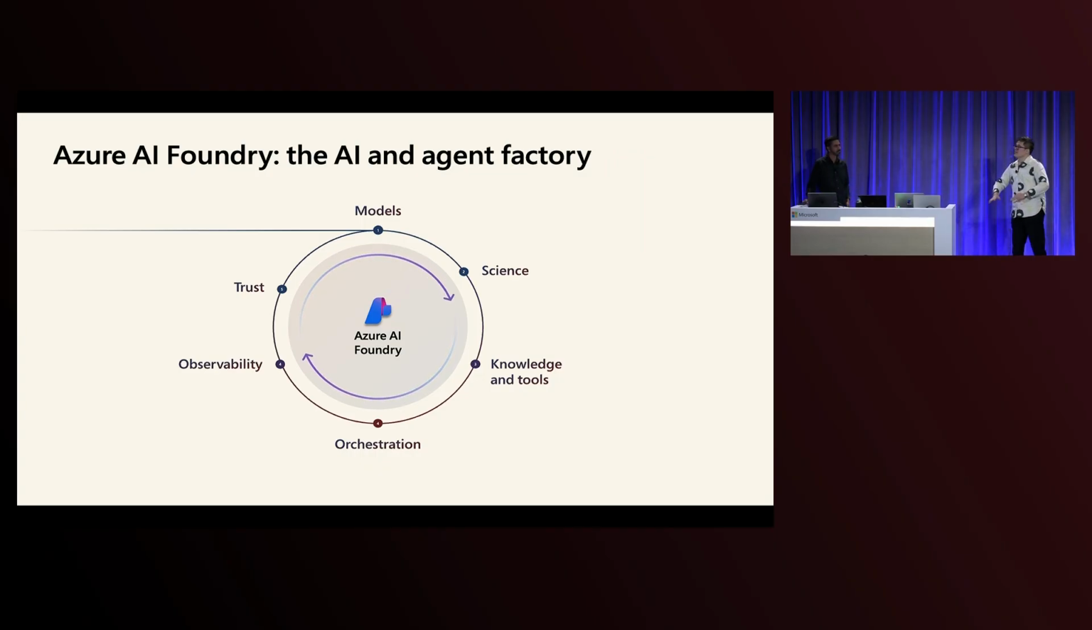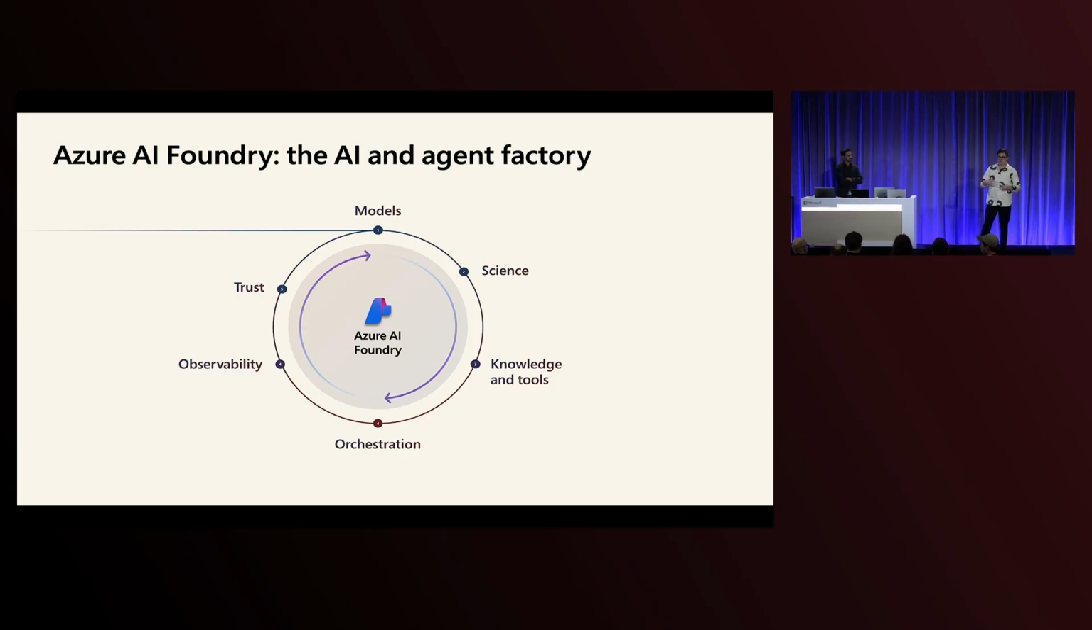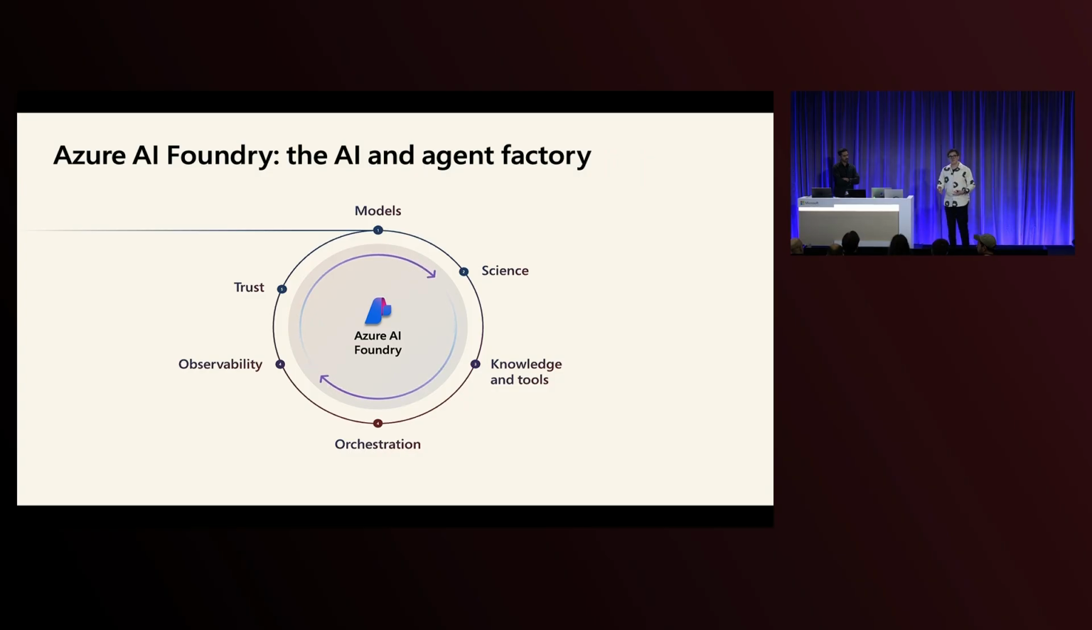This is my third session where I've talked about Azure AI Foundry and the agent service. We really believe it's the agent factory, where you have this whole life cycle where you can pull in your models, add in your knowledge and tools like Elastic, have the agent orchestrate it, and then also have the developer tooling for you to observe it and ultimately trust whatever you build and deploy.